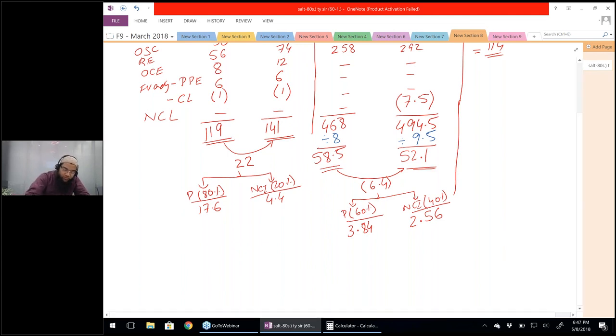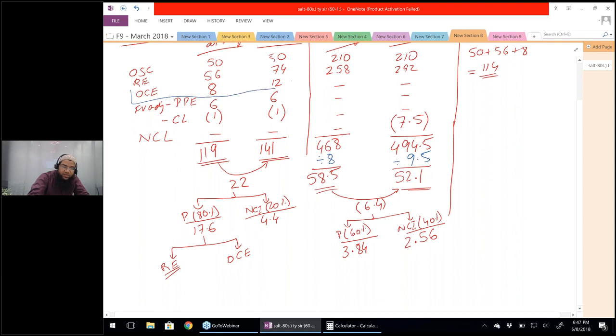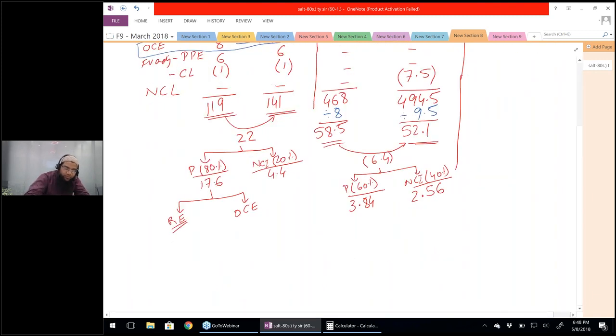Now, even from this parent's share of 17.6, we are going to divide it into retained earnings and OCE. If you remember the last question, we had calculated the value of OCE such that the value is increasing by 4 and we have an 80% share in this 4. So 80% of 4 will be taken to OCE as 3.2, with the remaining 14.4 being taken to the retained earnings.